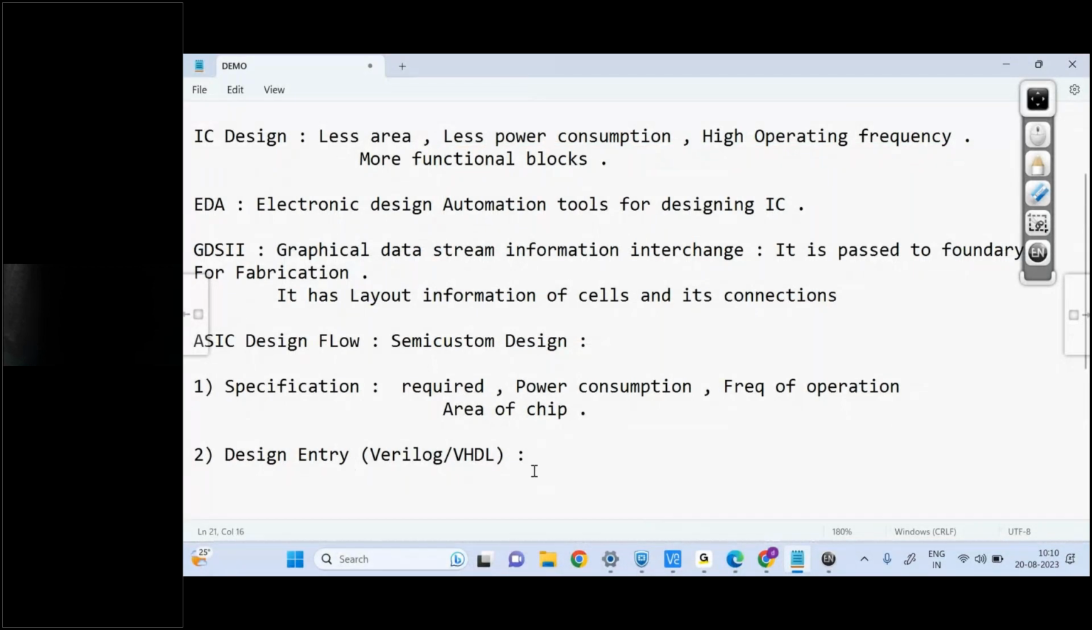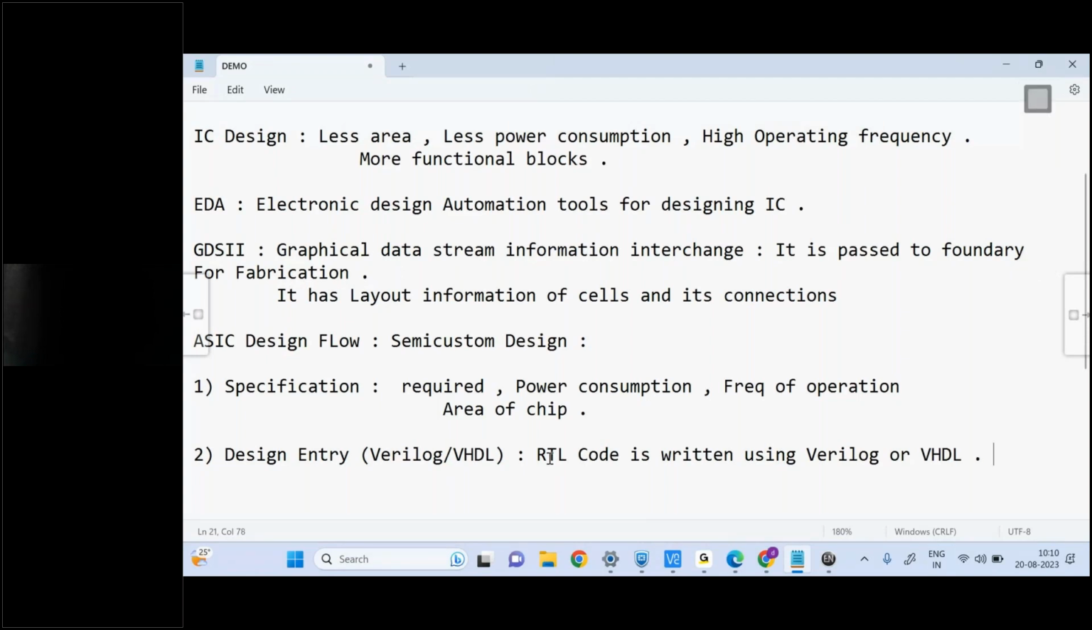So in design entry, what will we do? We'll write RTL code. It's called RTL because of register transfer logic. Data is transferred from one register to another register. So RTL code is written using Verilog or VHDL. So now the design is in Verilog or VHDL form, or I can say in behavioral form. Even it is not in the gate level form. It is in what form? Behavioral form.